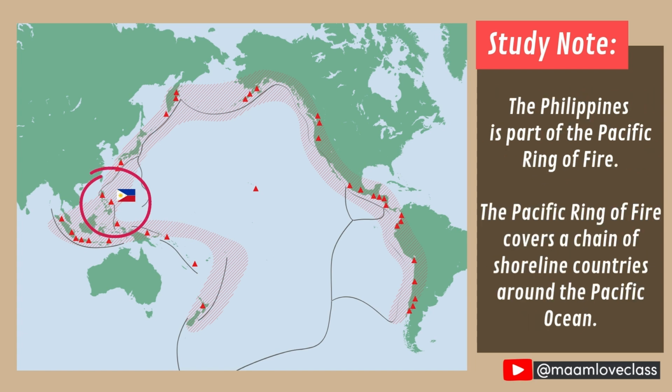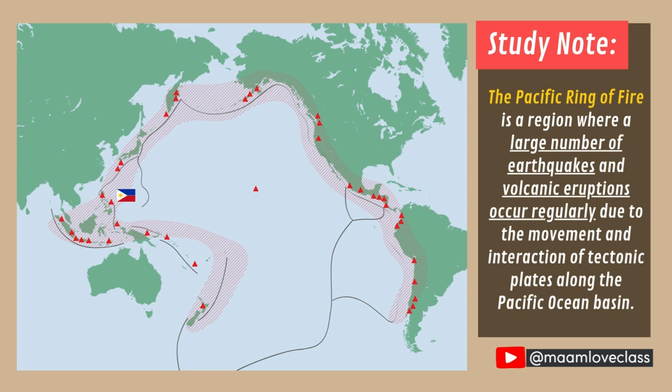The Pacific Ring of Fire covers a chain of shoreline countries around the Pacific Ocean. The Pacific Ring of Fire is a region where a large number of earthquakes and volcanic eruptions occur regularly due to the movement and interaction of tectonic plates along the Pacific Basin.